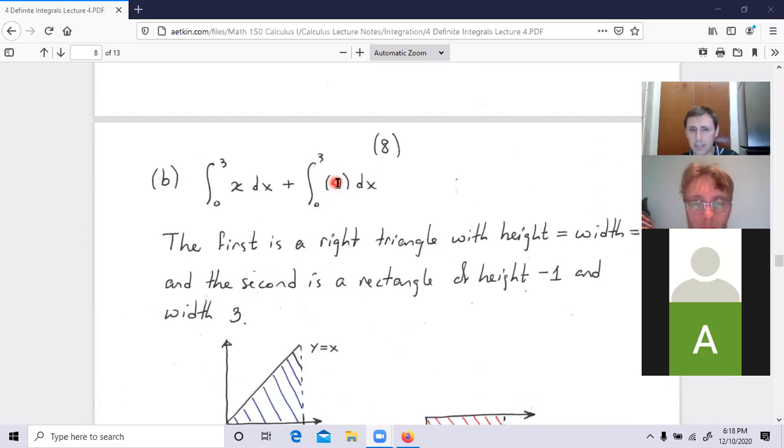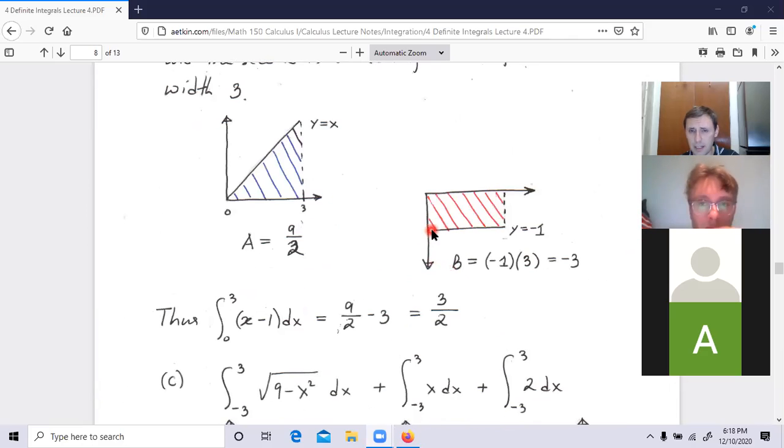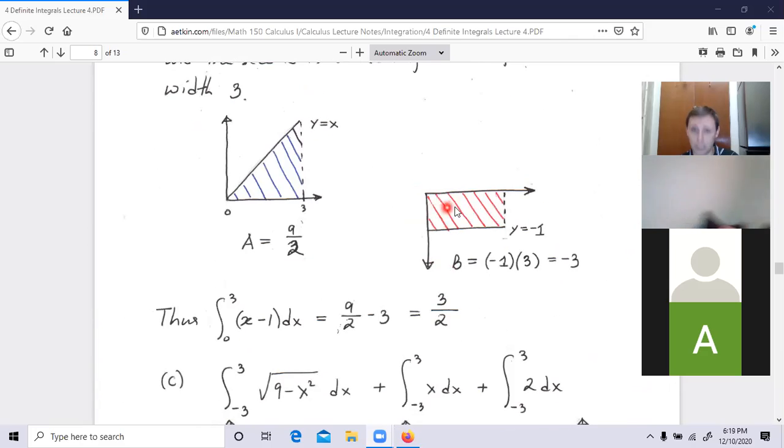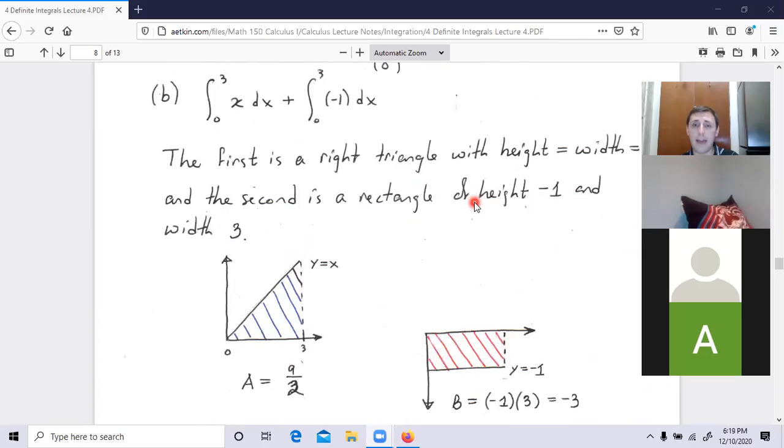Now if I integrate minus 1, it means that I have a horizontal line at minus 1. So that's a negative area. It's 3 multiplied by minus 1, or minus 3. So the answer is, Christian, congratulations, 3/2.